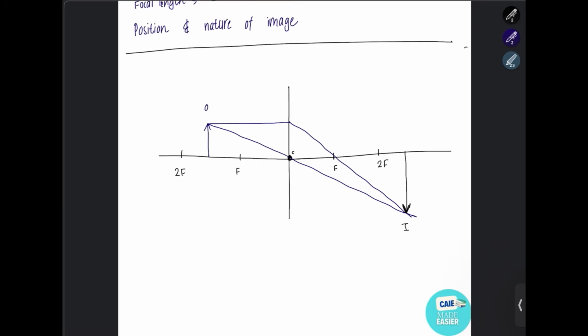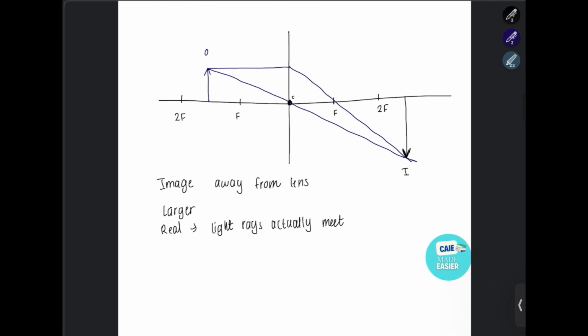What is the nature of the image and the position of the image? So you can say this image is further away from the lens. This was 3 centimeter. This is much greater than 3 centimeters. So the image is further away from lens. Secondly, you can see image is larger than the object, right? Also, it's real. Both light rays are actually meeting. And then you can notice that it is inverted, okay?